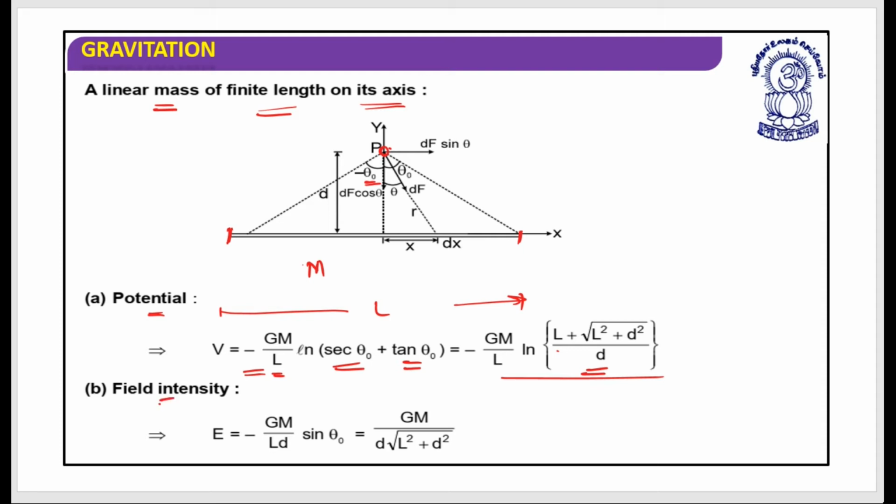Second, let's talk about the field intensity. That could be written as E equals minus GM by LD into sine theta naught. If I replace sine theta naught, it is GM by D under root of L square plus D square. So this is the linear mass of finite length on its axis.